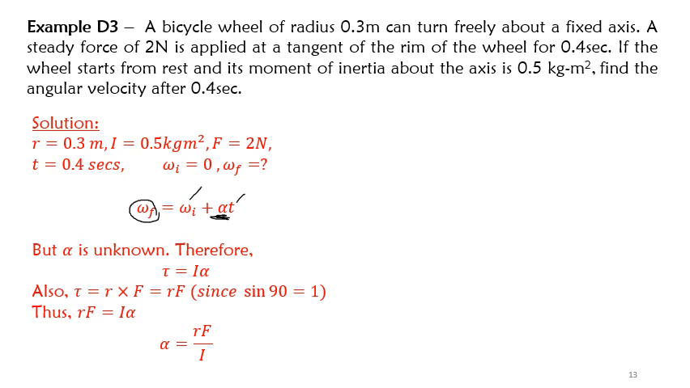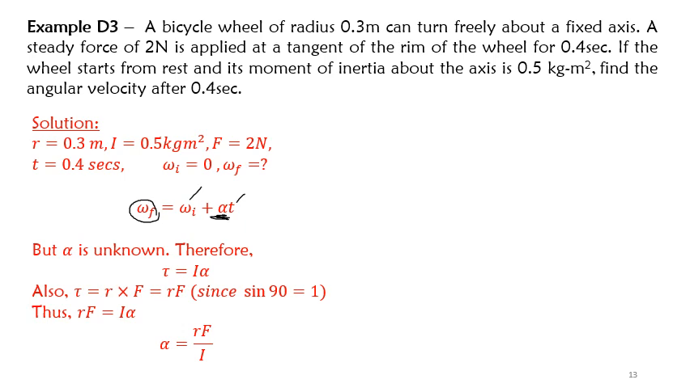Because we can obtain torque, and the moment of inertia is 0.5 kilogram meter squared, we can obtain torque. Because the force is applied at the tangent to the wheel, R and F are perpendicular to each other. So we can obtain our torque as RF, because the angle between them is 90 degrees. Sine 90 is 1, so just RF.